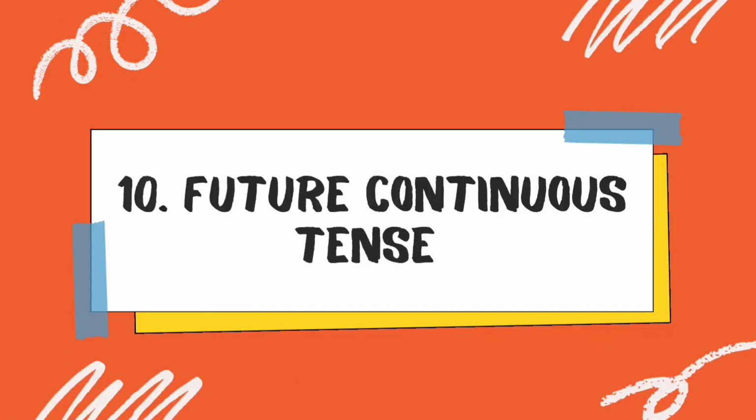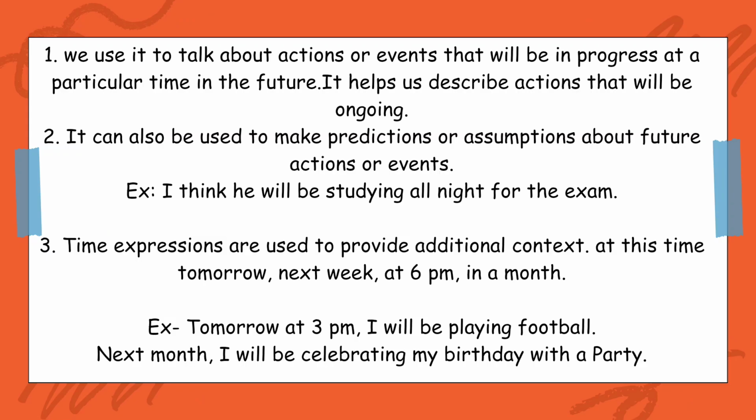Future continuous tense. We use this tense to talk about the actions or events that will be in progress at a particular time in the future. It helps us describe actions that will be ongoing. And it can also be used to make predictions or assumptions about future actions or events. Example, I think he will be studying all night for the exam.